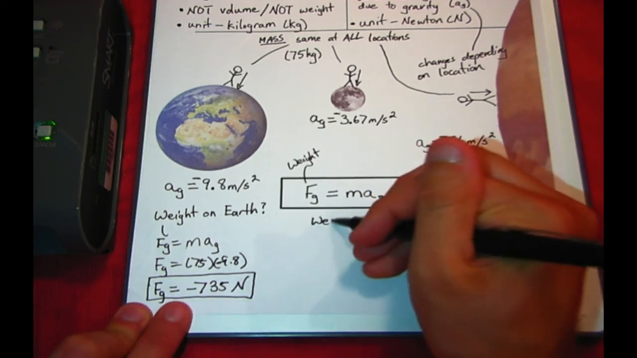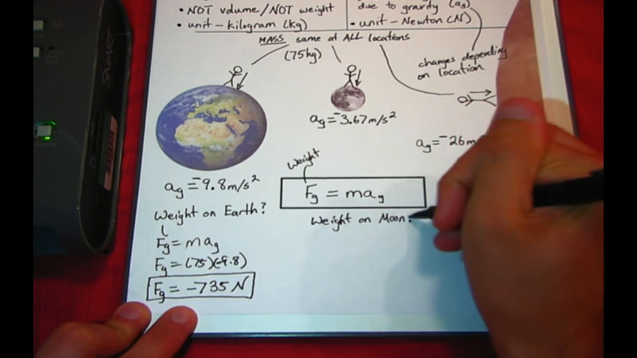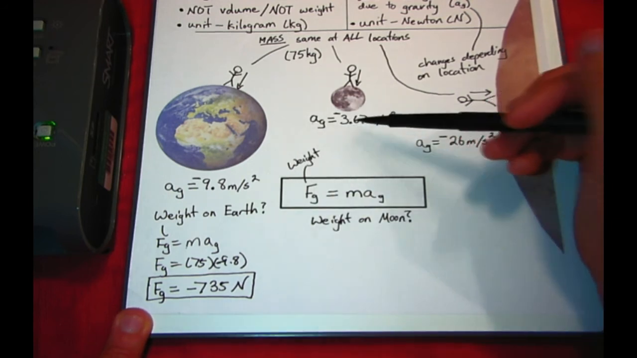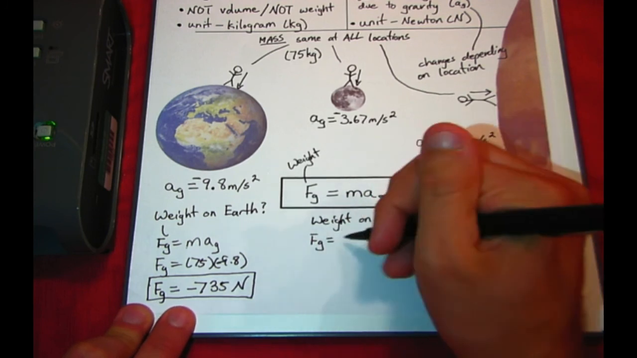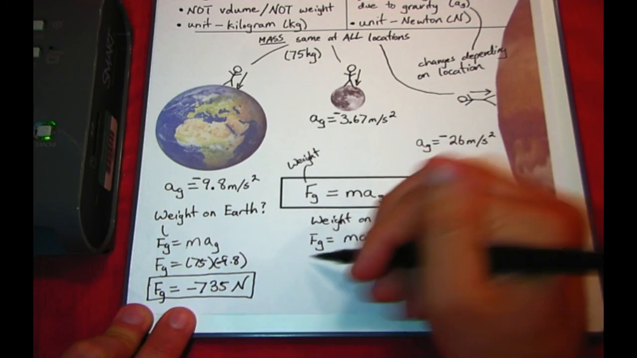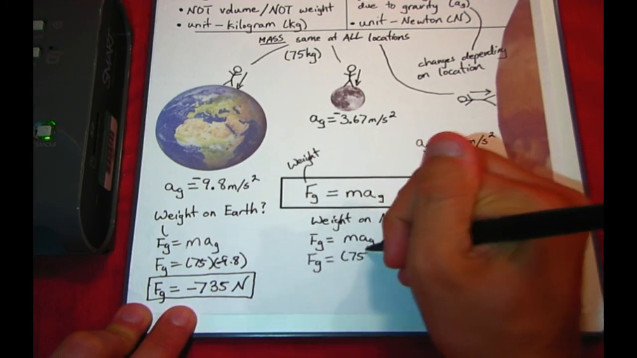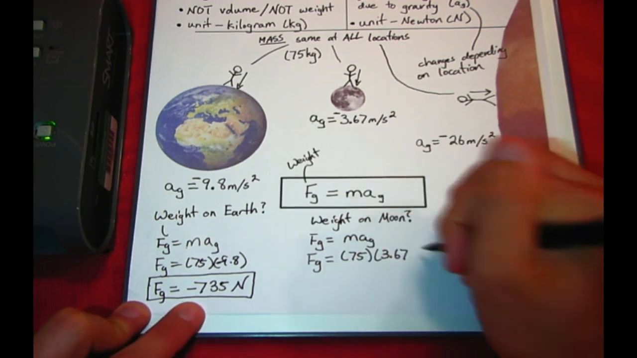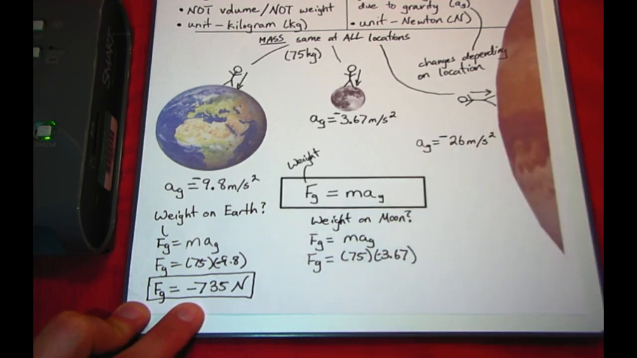So let's look at this person's weight on the moon. And even before doing this calculation, we know that it's going to be less than 735 newtons because our acceleration due to gravity is less. So our force of gravity, our weight, is equal to mass times acceleration due to gravity. Our mass, remember, is not going to change. The amount of atoms that make up his body are still going to be constant, but that acceleration due to gravity on the moon is going to be less, negative 3.67 meters per second squared.